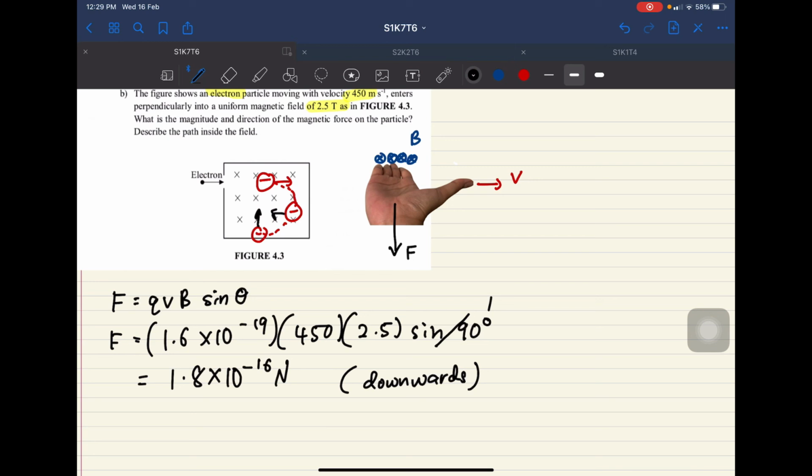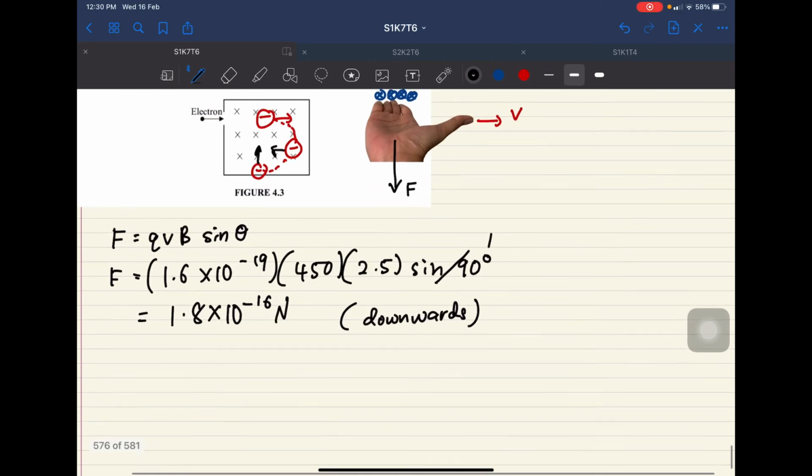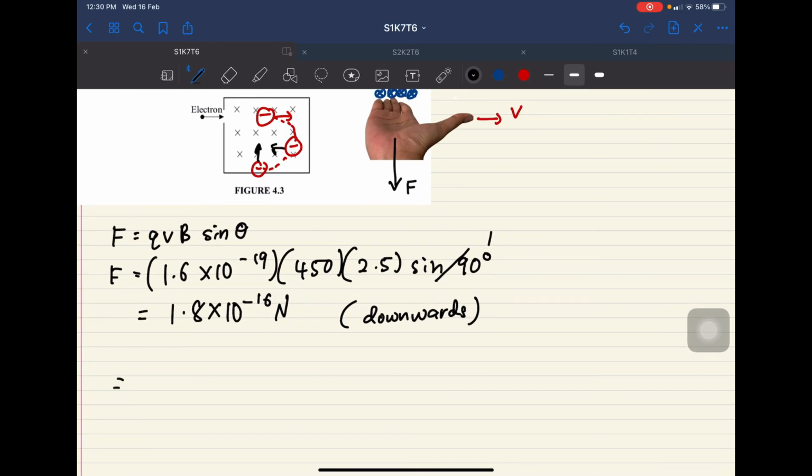So at that particular moment when it enters, the direction of force would be downwards. Eventually it starts to create a circular motion. The electron moves in a clockwise circular motion.